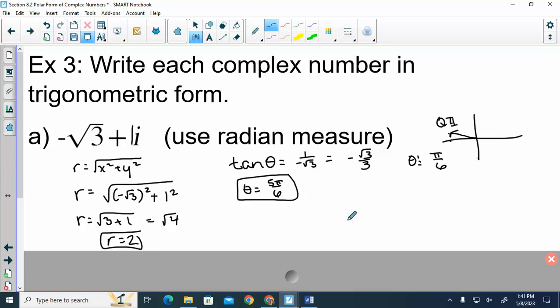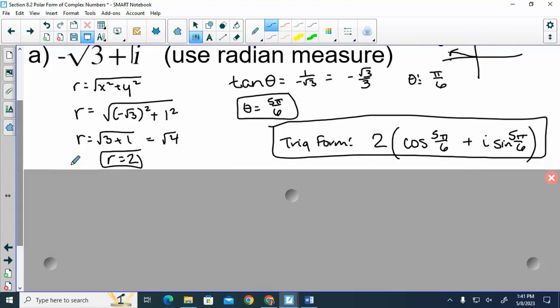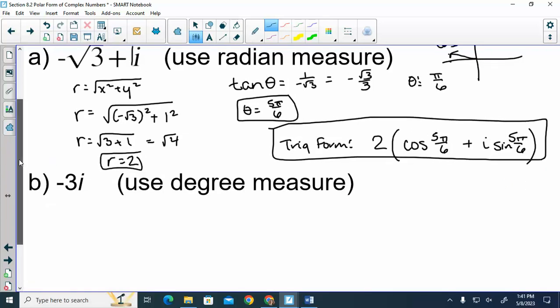So we have r, we have theta. So the final answer, the trig form or the polar form, is r times cosine theta plus i sine theta. And we're not working it out. We're just leaving it with the sines and cosines. I want you guys to try this.